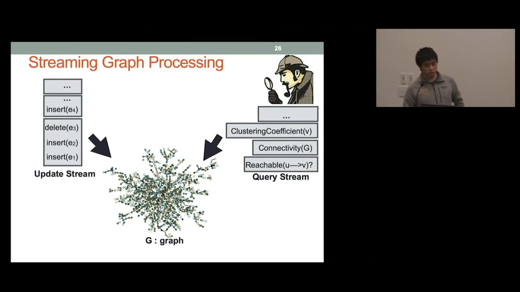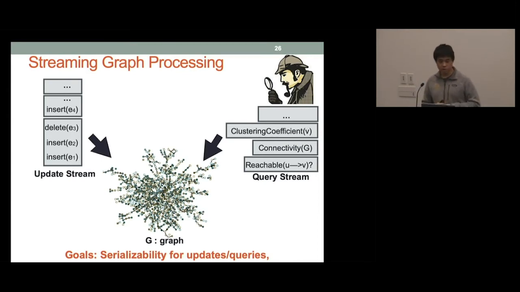In the streaming graph processing model, we have a stream of updates coming in, and we also have a stream of queries, and each of these queries is asking some question about the graph. For example, whether one vertex is reachable from another vertex, whether the graph is connected, what the clustering coefficient of a specific vertex is, and so on. The goal of a streaming graph processing framework is to be able to support both updates and queries at the same time while guaranteeing serializability.